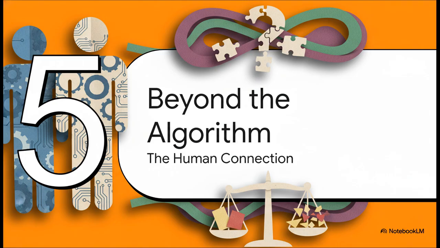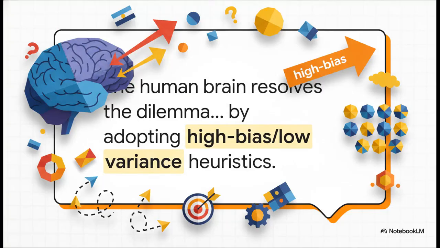But what's really fascinating is that this trade-off is not just some technical problem for algorithms. It's a surprisingly human one. It's a dilemma that you and I, we all navigate in our own decision-making every single day. In fact, researchers like Gigerenzer and Brighton have argued that our own brains often default to high bias, low variance strategies just to get by in the world. We know these better as mental shortcuts or heuristics.